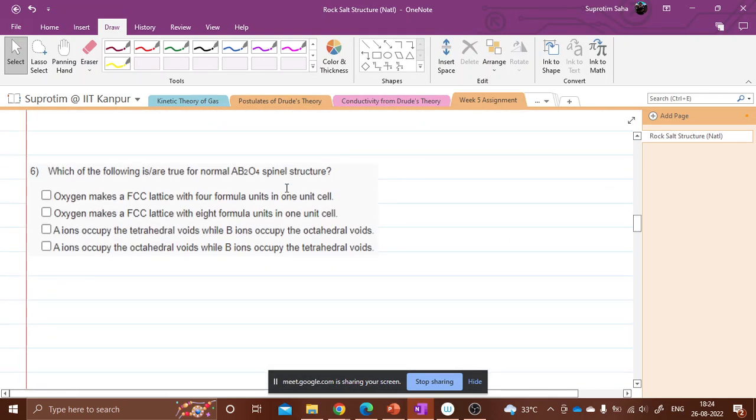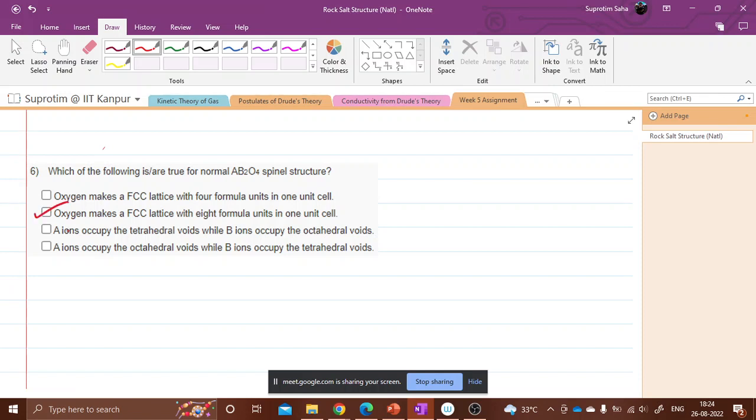So this is a, now the next question: which of the following are true for the AB2O4 spinel structure? So 4 options are given. You can always look into the video and get the answer: that oxygen makes an FCC lattice with 8 formula units in one cell, right? So this is the option.